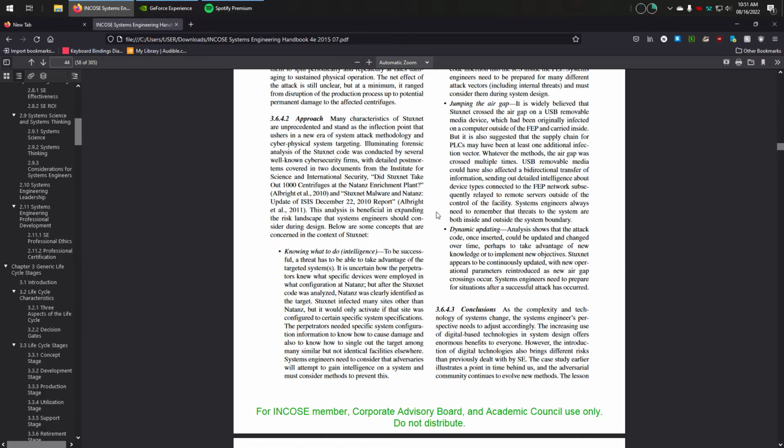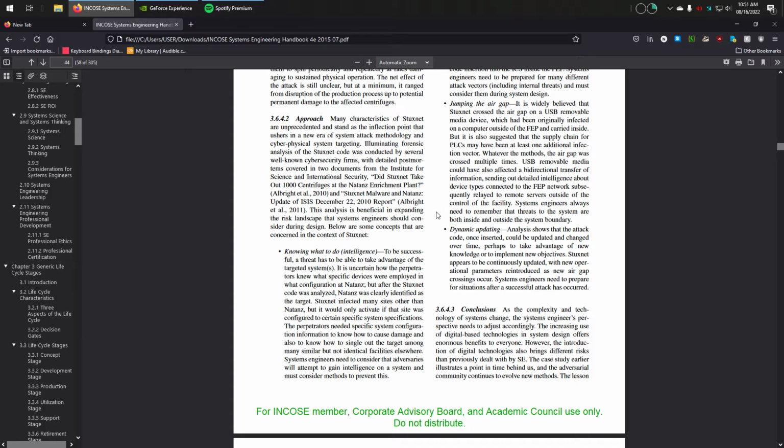3.6.4.2. Many characteristics of Stuxnet are unprecedented and stand as the inflection point that ushers in a new era of system attack methodology in cyber-physical system targeting. Illuminating forensic analysis of the Stuxnet code was conducted by several well-known cybersecurity firms, with detailed post-mortems covered in two documents from the Institute for Science and International Security. Did Stuxnet take out 1,000 centrifuges at the Natanz enrichment plant? And Stuxnet malware and Natanz update of ISIS December 22, 2010 report.